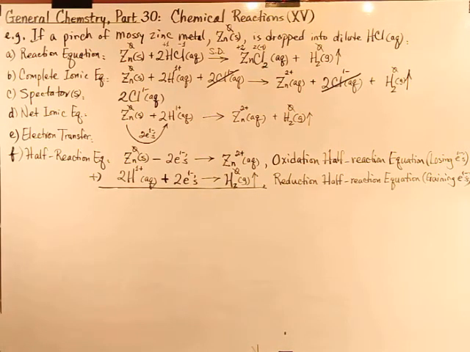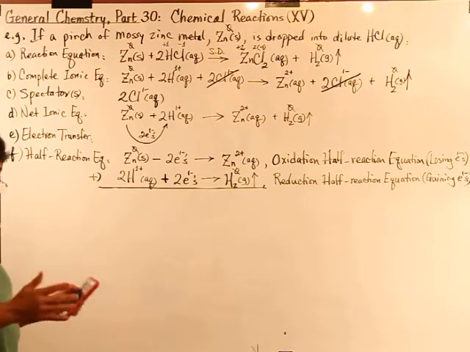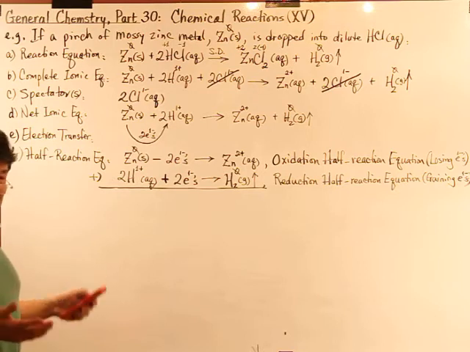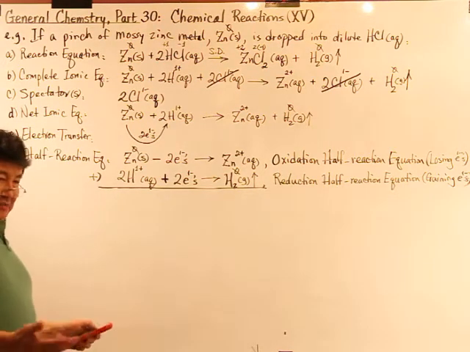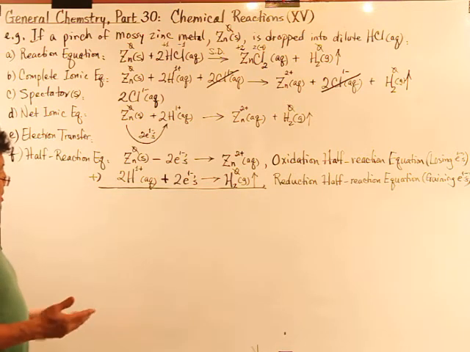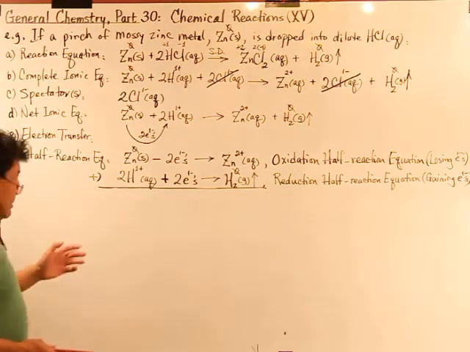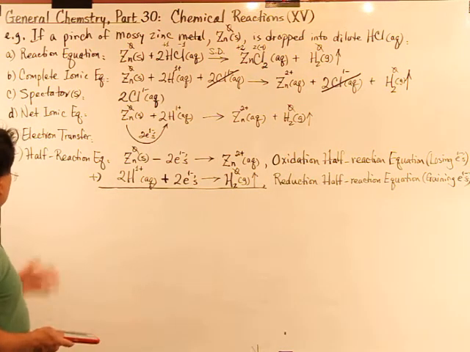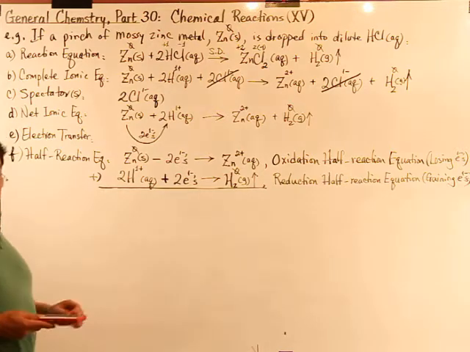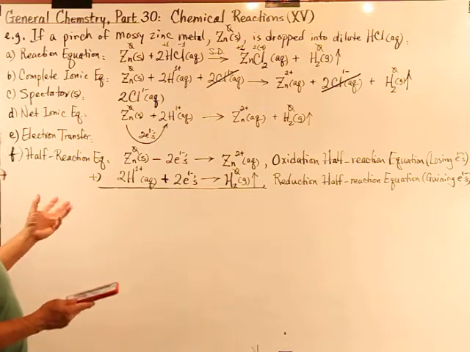Okay, now let's continue. This will be part 30 for General Chemistry 141. This is the last part for chemical reaction classification and types, everything related to different types of chemical reactions. In part 29, we talked about half reaction equations. Now, that is for a reaction.